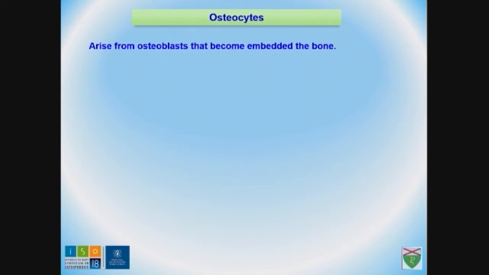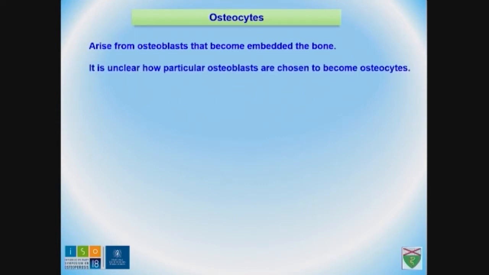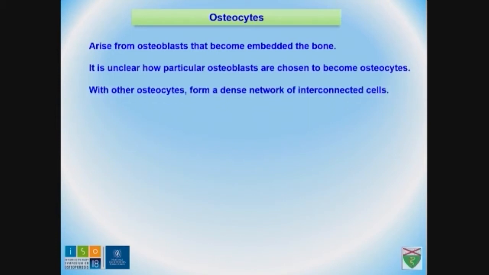These osteocytes arise from osteoblasts, the same cells that form bone. A chosen few don't die, but are anointed to become buried in bone, entombed in bone, where they assume a whole different life, which is to regulate osteoblasts and osteoclasts. It's unclear how particular osteoblasts are chosen to become osteocytes. With other osteocytes, they form a dense network of interconnected cells, which I'll show you, that look for all the world like a neural network.